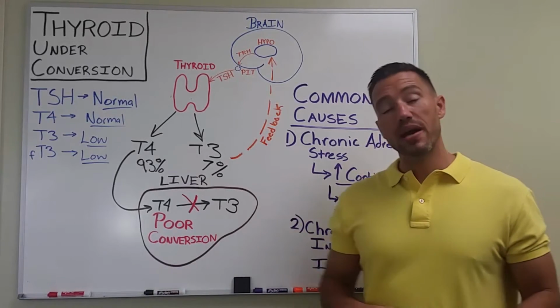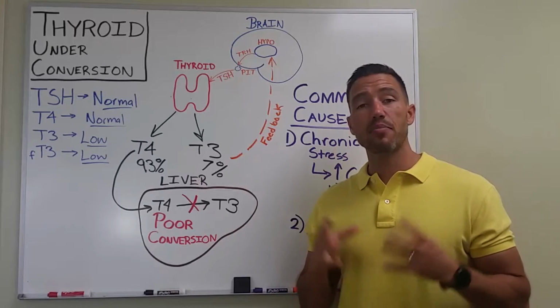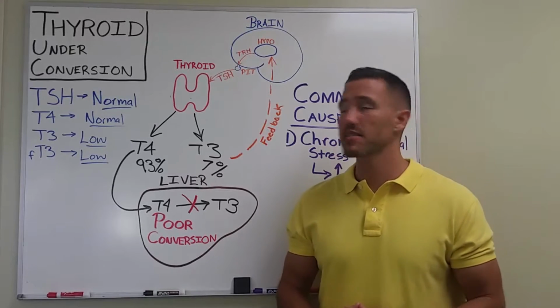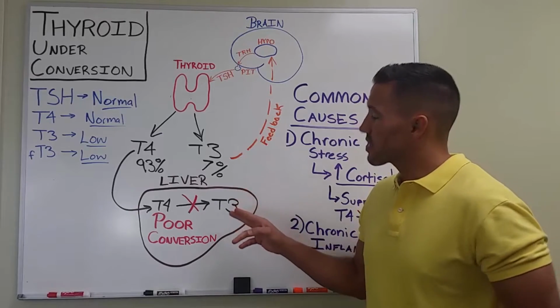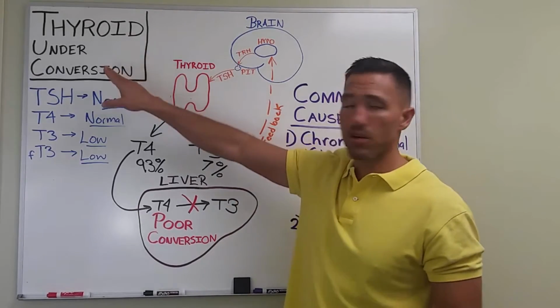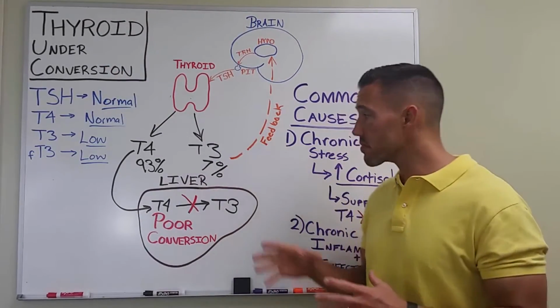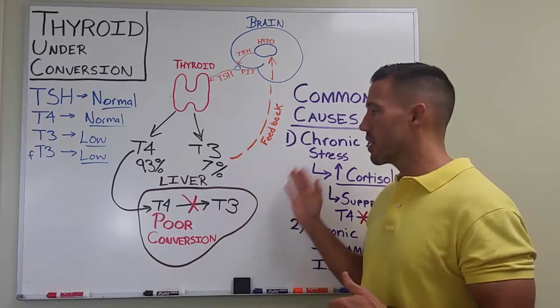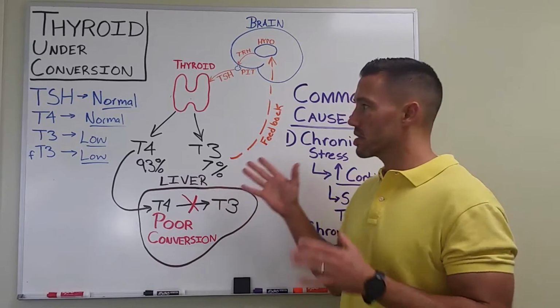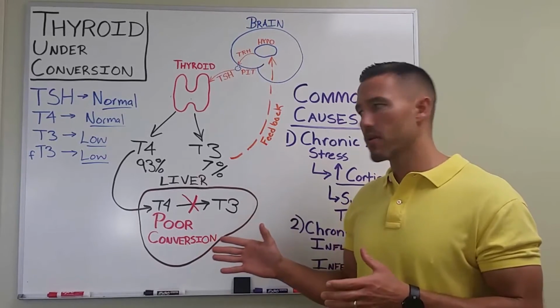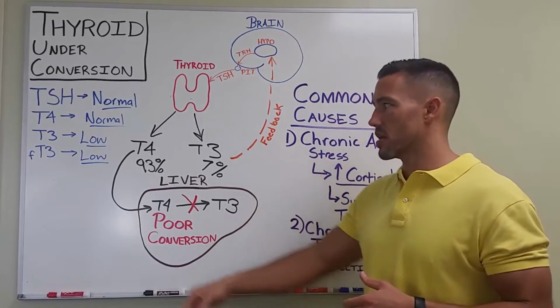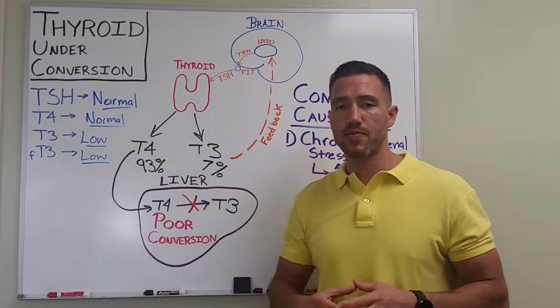Today what I want to talk to you about is the third pattern of hypothyroidism that I commonly see in practice. This pattern is called thyroid underconversion, okay? Let me walk you through how things are supposed to work, then we'll talk about how they break down, some of the causes, and what labs might look like, okay?